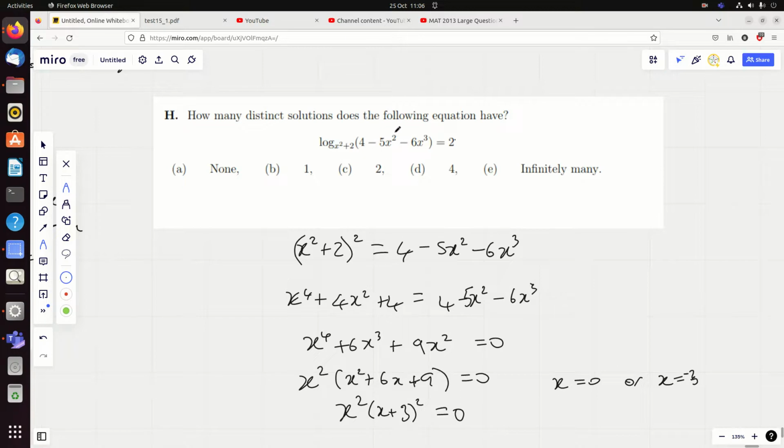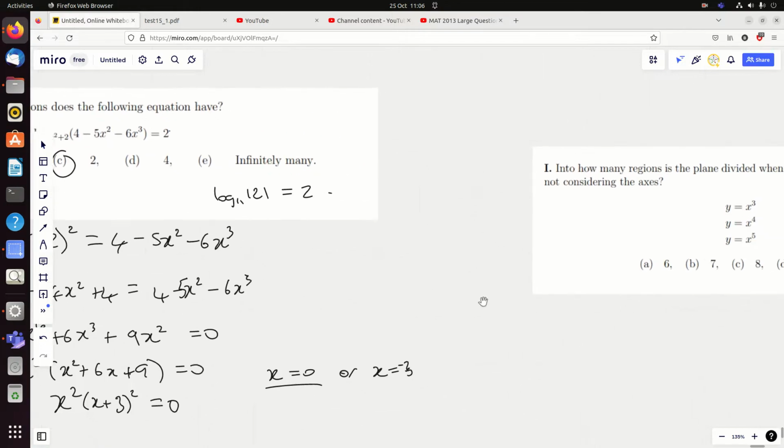So I did quickly check. Log base 2 of 4, yeah, I can see why that's 2. That's when I'm plugging in x is 0. That works perfectly. And I also plugged in minus 3, and I got log base 11 of, when you work that all out, you actually do get 121. And so, yeah, that clearly equals 2 as well. So there's 2 distinct solutions. What was next? This one.